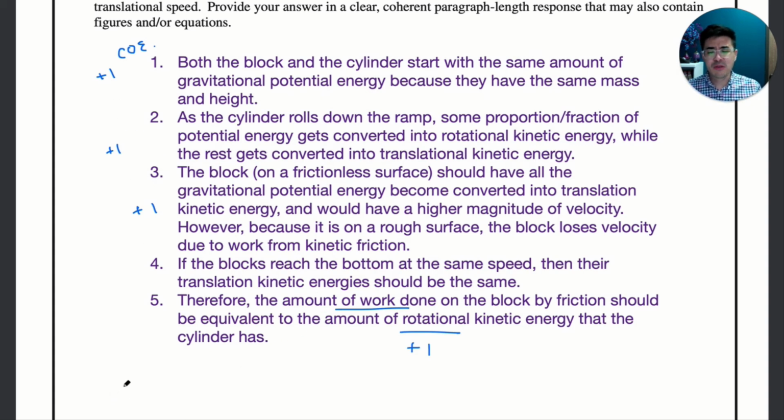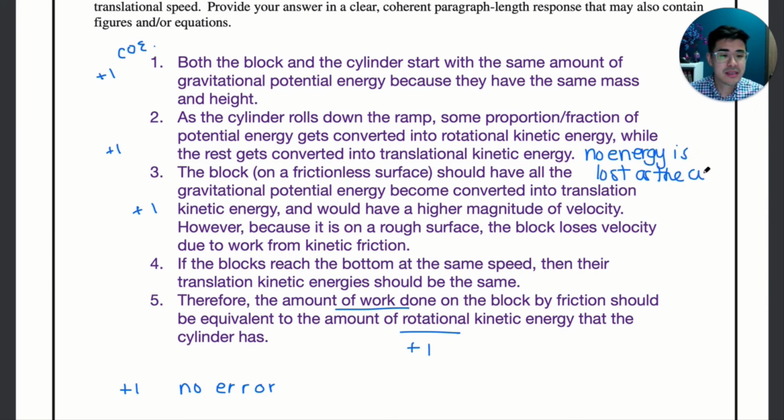And then usually they give 1 point for no errors. So don't say anything like, I don't know, the Earth split apart. So correctly stating or implying conservation of energy. I guess it's better to state that you're using conservation of energy, but I'm just going to state out here, no energy is lost as the cylinder rolls. And then over here you'd say something like, oh, energy is lost here. So just understanding that there is an external force there. And then that's 5 points.